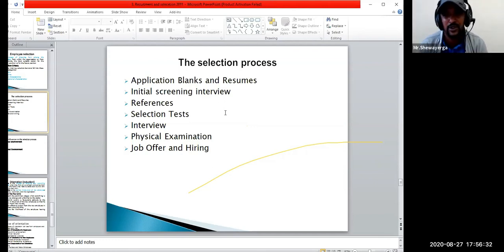Okay, so we'll see the selection process. The first step of the selection process is application blanks or resumes, which is filling the application form. The next step is initial screening based on documents. Then the next one is interview. Then the next one is reference. But this one is not practiced that much in our country.